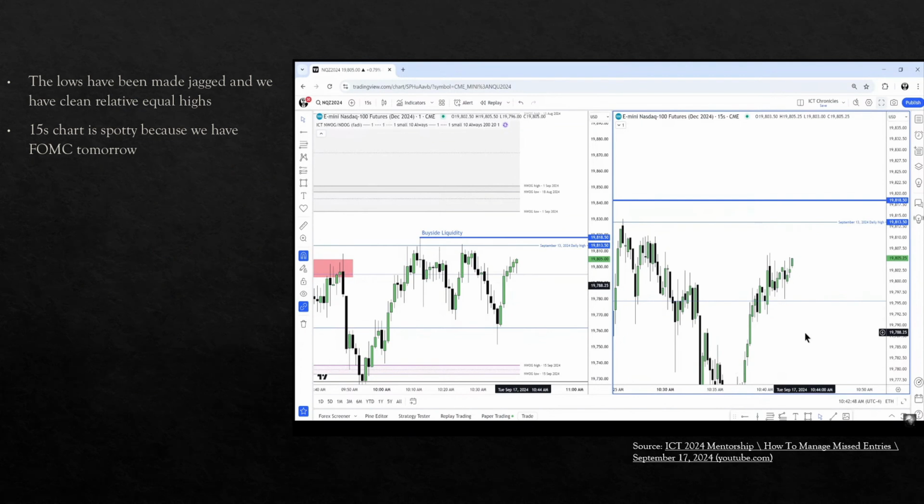But then the live stream went on and the lows have been made jagged and we have clean relative equal highs. The 15-second chart is spotty, as you can see. That's because we have FOMC tomorrow, and you have this buy side liquidity right up here.